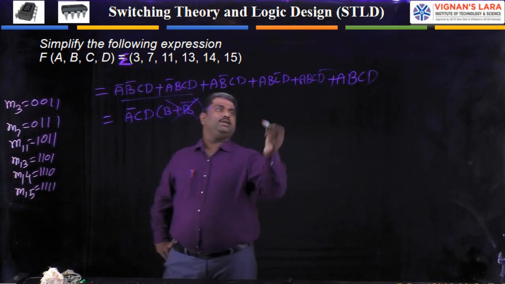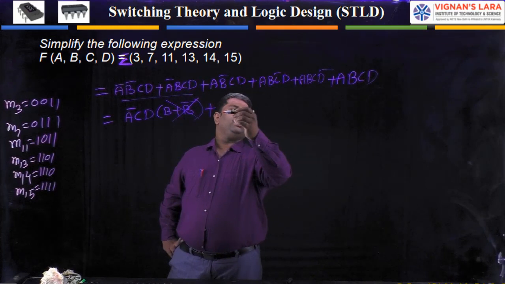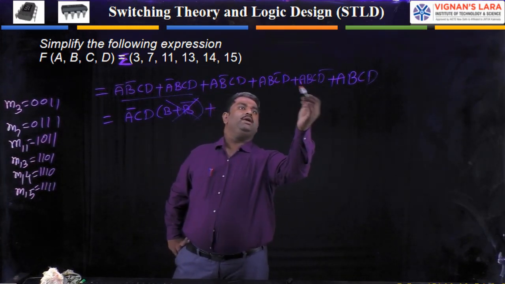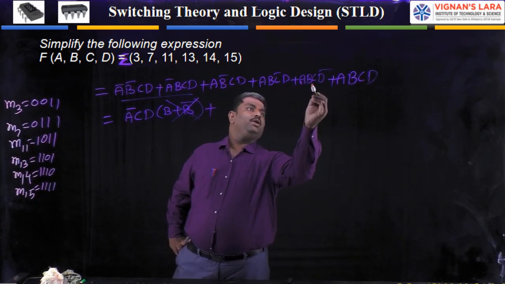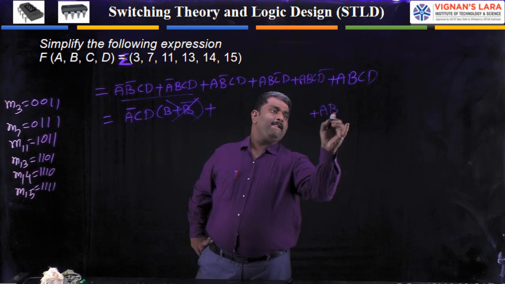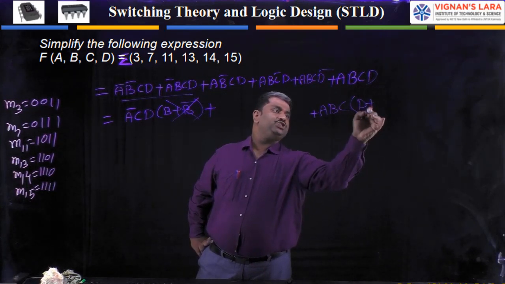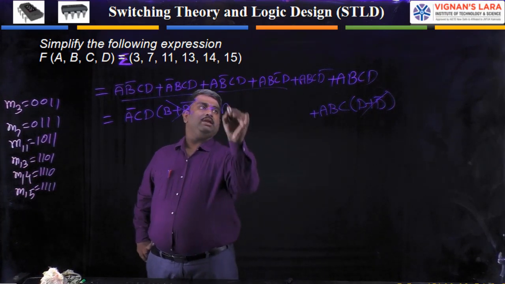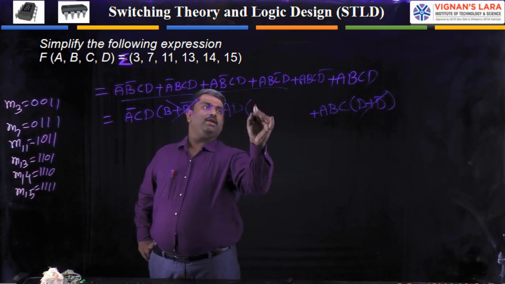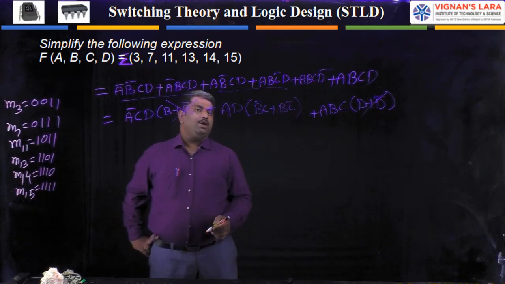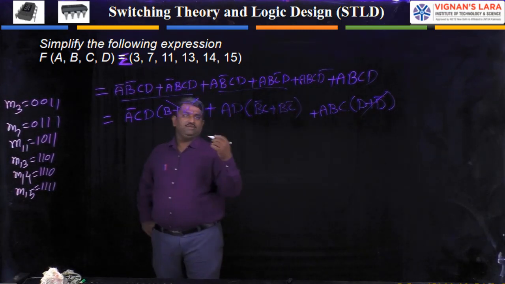From these 2, is there any chance to take common? A C D is not there. From these 2, A B is not there either. From these 2 we will take common A B C. D plus D bar is there, this cancels. From these 2 we will take common A D, the remaining values B bar C plus B C bar. You can take common, otherwise you can leave it as it is.